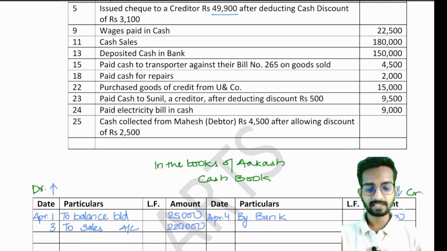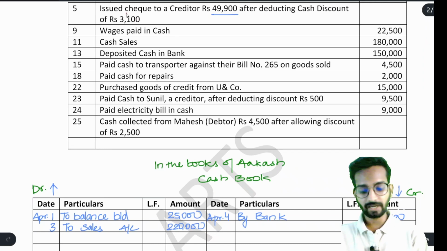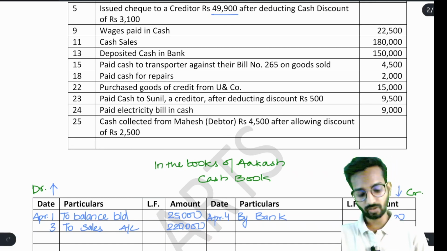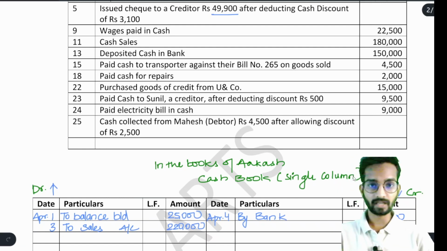We have to understand that we have just given him a check and we have not given any cash. It is just the cash discount. There is no inflow of cash, there is no outflow of cash. It means it will not appear in single column cash book. This is the format of single column. I am just mentioning here single column. Why single column? Because we are focusing only on cash transactions.